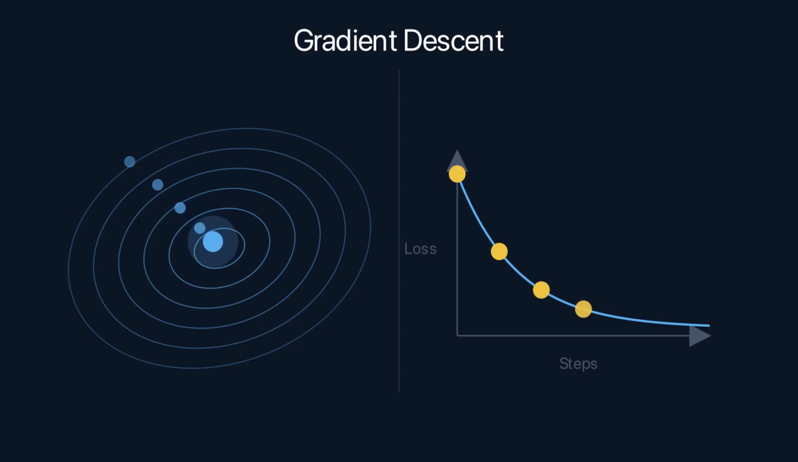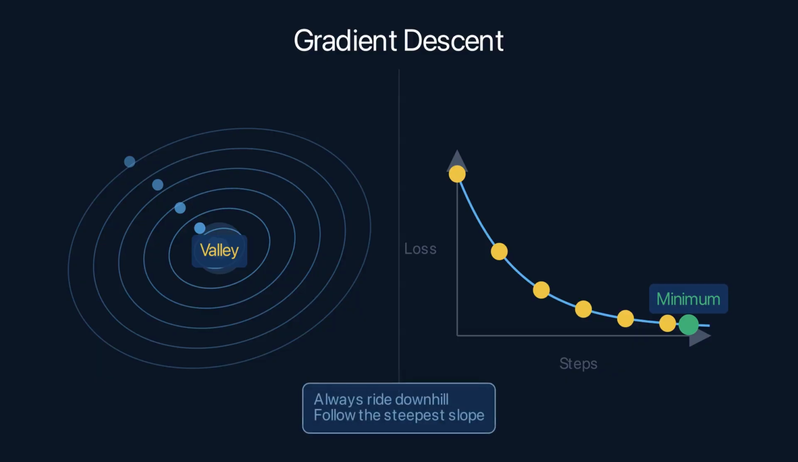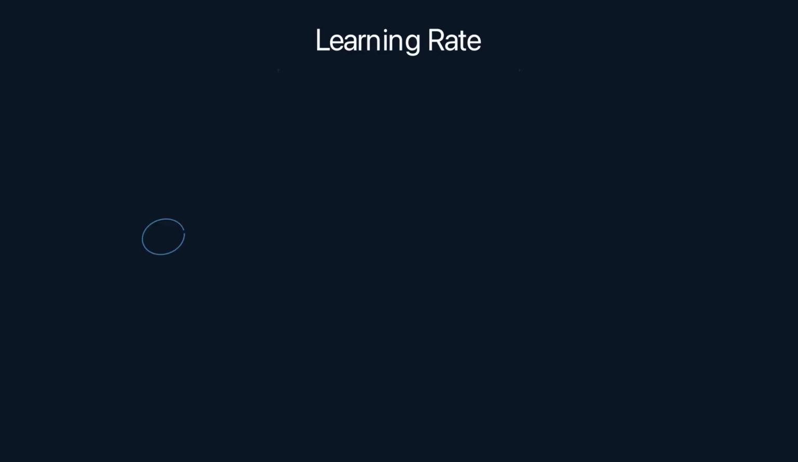Gradient descent is the foundation of all optimization. Train a neural network: gradient descent. Fit a regression model: gradient descent. Minimize any differentiable loss function: gradient descent.